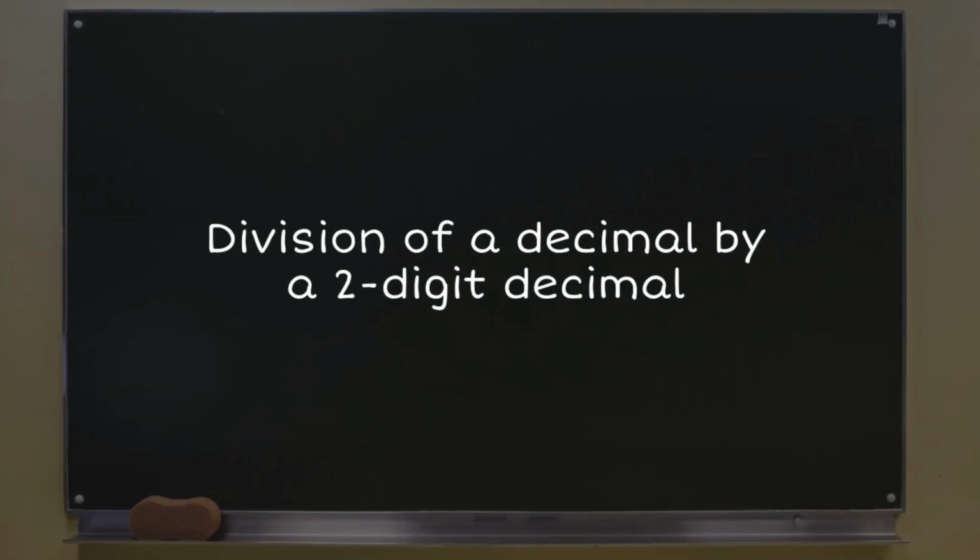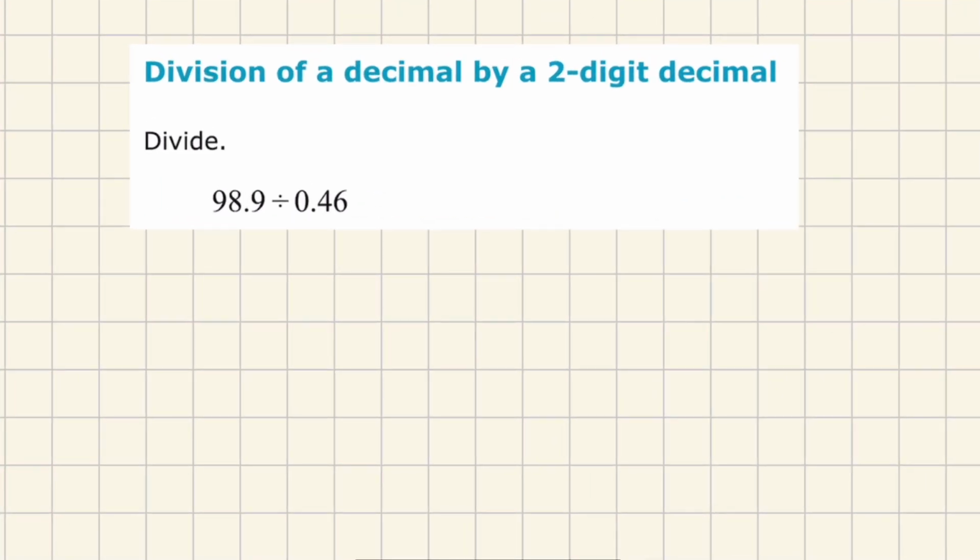Division of a decimal by a 2-digit decimal. We're asked to divide these 2 decimals, and to do so without a calculator, we'll want to set up long division with the first number underneath the long division sign and the second number out in front. And with long division set up, our number out in front can't be a decimal. It has to be a whole number.